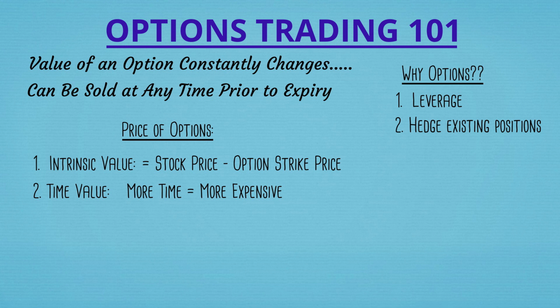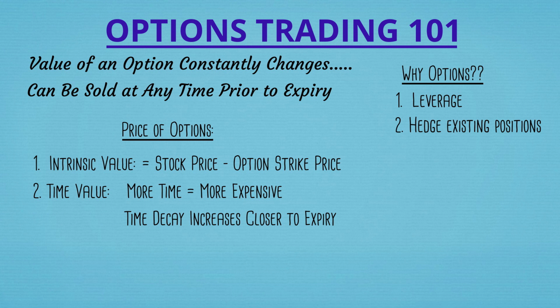Now, one thing to note is that time decay occurs every single day. So at the end of every trading day, that option will lose some value as a day has gone by. But that relationship is not linear. As you get closer to the expiry date, the time decay gets a lot faster. So keep that in mind.